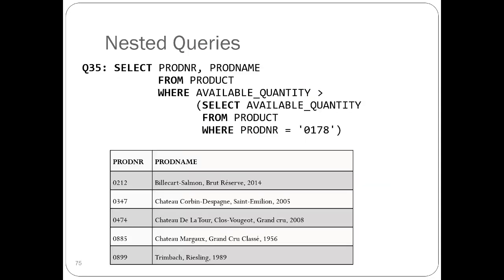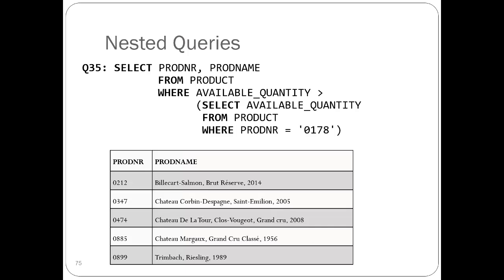But let's see what we are doing in this nested query. First, look at the inner query first. Make sure that you follow what the inner query is doing. The inner query is finding out the available quantity for this product number, which is 0178. Let's assume that value is n, and once you compute this value n, then on that value you can evaluate the outer query. Okay, fine.